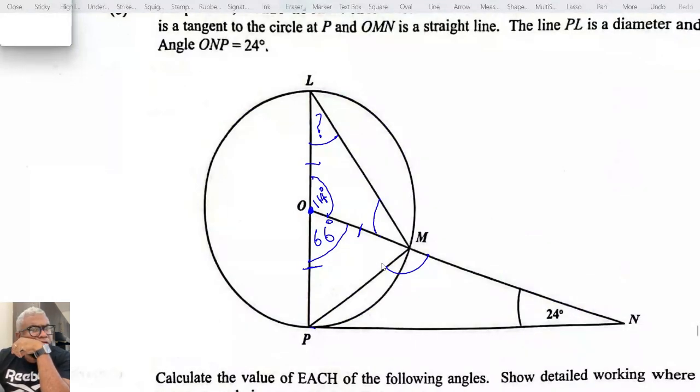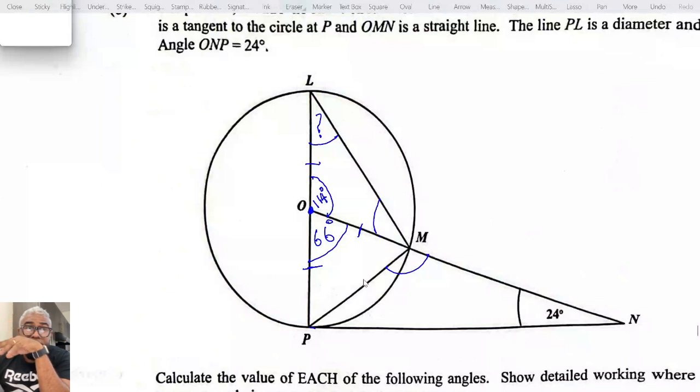Let me hear what you did. Triangle LPM, all the angles add up to 180. I used angle L, which we just found, and angle M. And since angle P is 90 degrees, I found the angle in P, and then just found M.